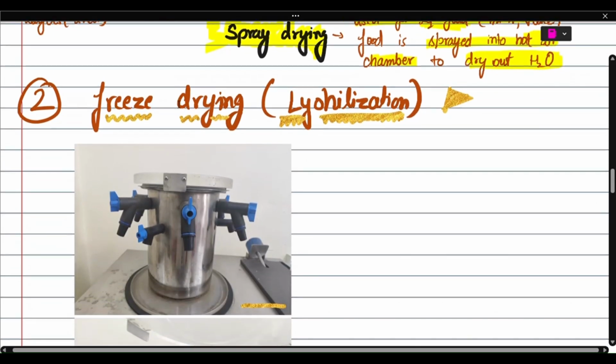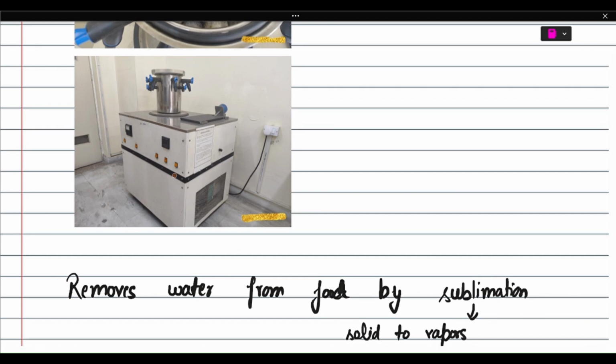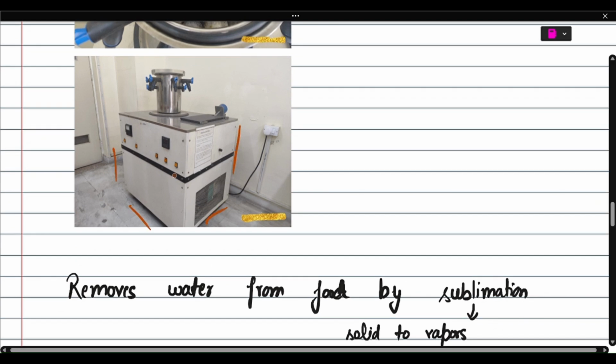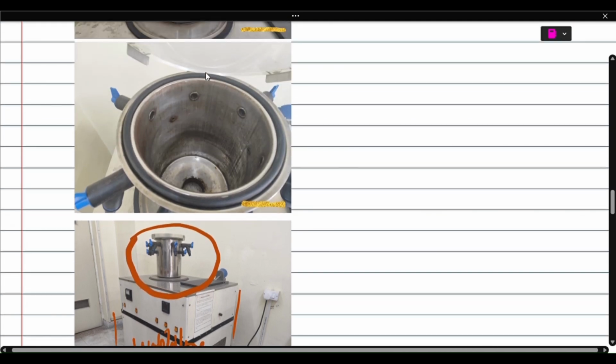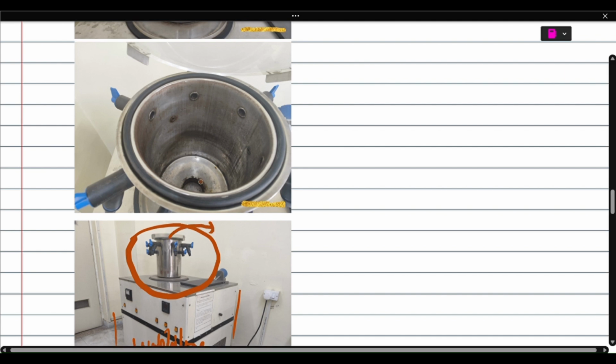Then we have freeze drying, or what you call lyophilization. So here is the laboratory-sized lyophilizer. In this lyophilizer, this is the main chamber where we can add our samples. First you have to remove this upper cover, and then you can place your sample in your beaker or in any container on this steel area, not inside this hole.